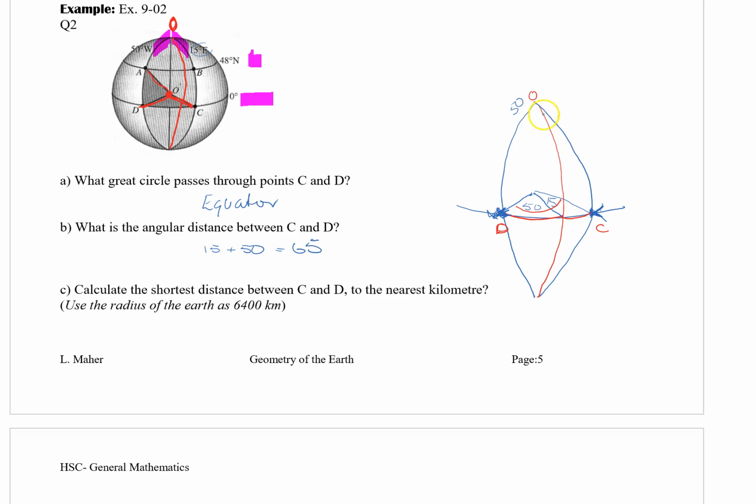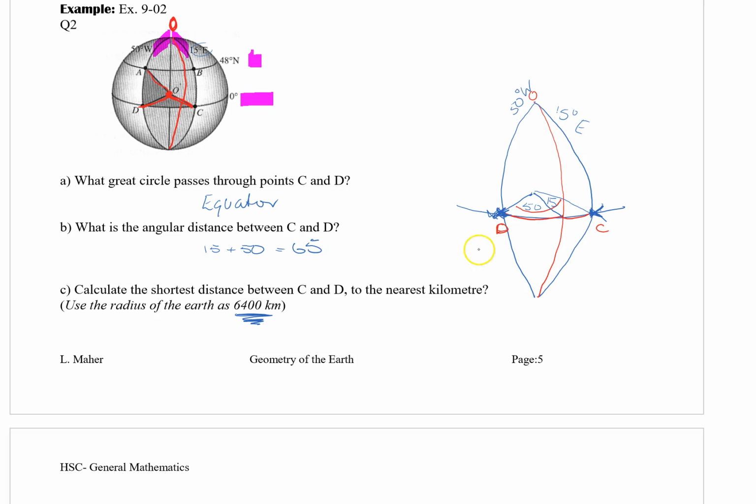And don't forget the importance of Greenwich sitting in there. And how did we know that? Because here we were west and here we were east. So if we've gone from east to west, we've passed Greenwich. Calculate the shortest distance between C and D. To the nearest kilometre, use the radius of the Earth as 6,400. This will usually be given in a question.